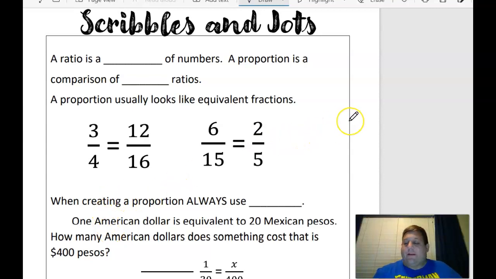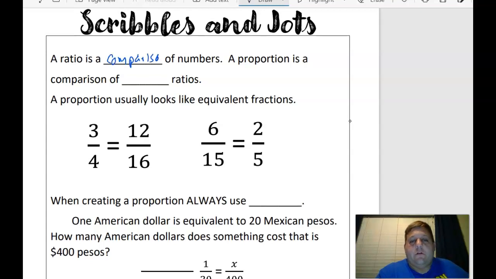Alright, and we're back looking at proportions. A ratio is a comparison of numbers. A proportion is a comparison of equal or equivalent ratios. A proportion usually looks like equivalent fractions. And you guys did this in elementary school.